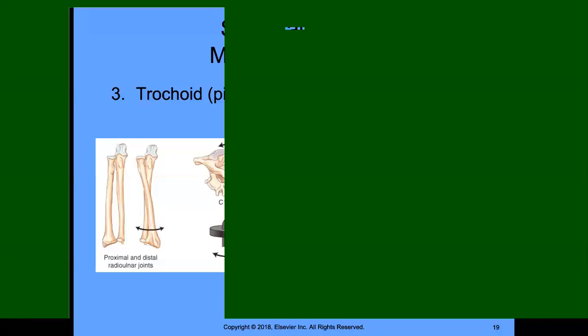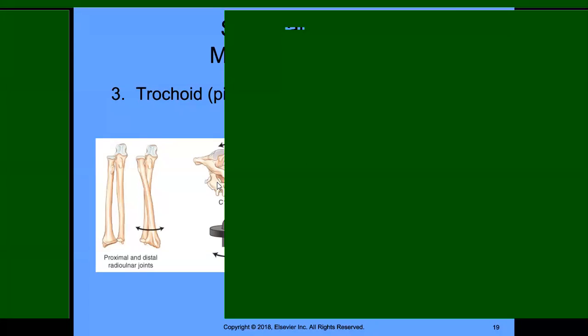The other type of movement on synovial joints is called the trochoid or pivot movement. And this you can easily do if you extend your arm and rotate your hand up and down, right? The movement is considered trochoid or pivot. That's the type of movement we have there. And we also have synovial joints in this area as well.